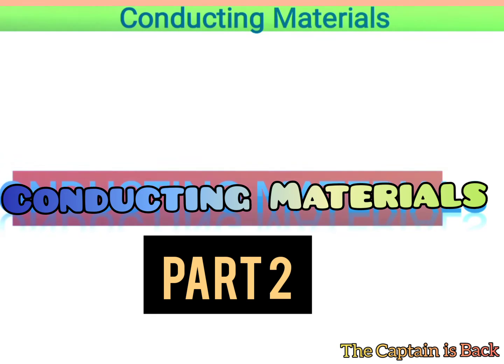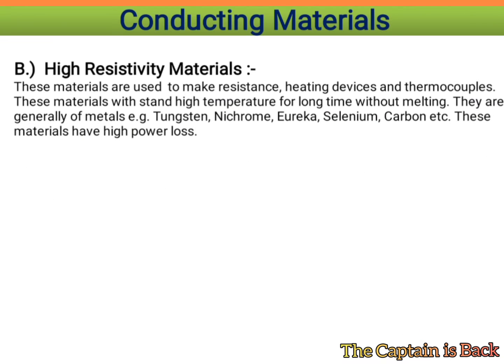Conducting materials, part 2. Let's start. Go ahead for high resistivity material. These materials are used to make resistance, heating devices, and thermocouples. These materials withstand high temperature for long time without melting. They are generally of metals, for example tungsten, nichrome, eureka, selenium, carbon, etc.